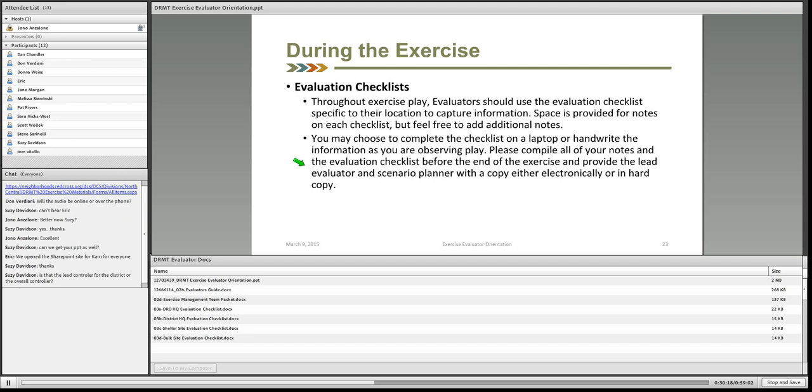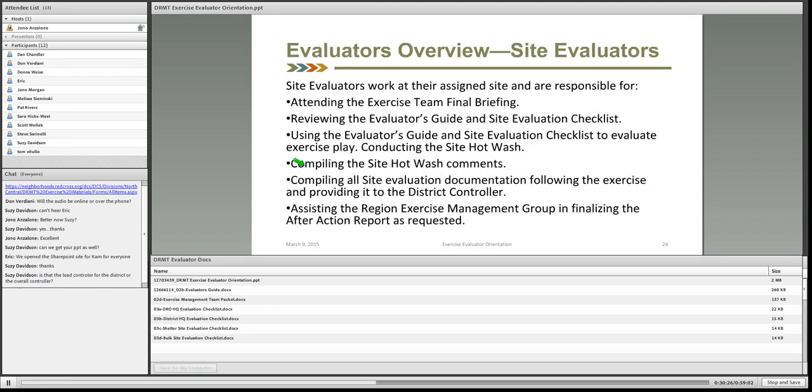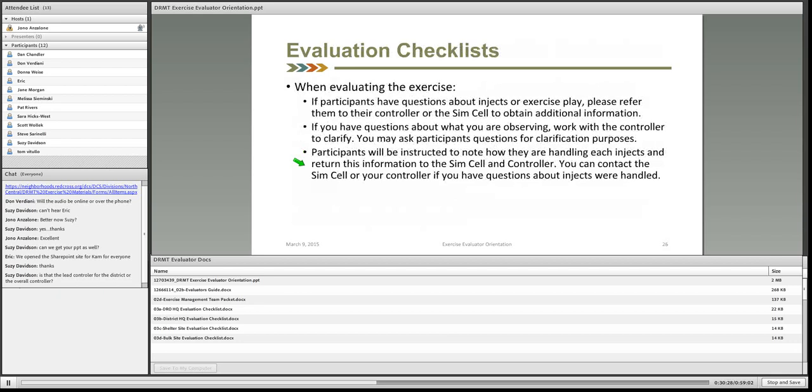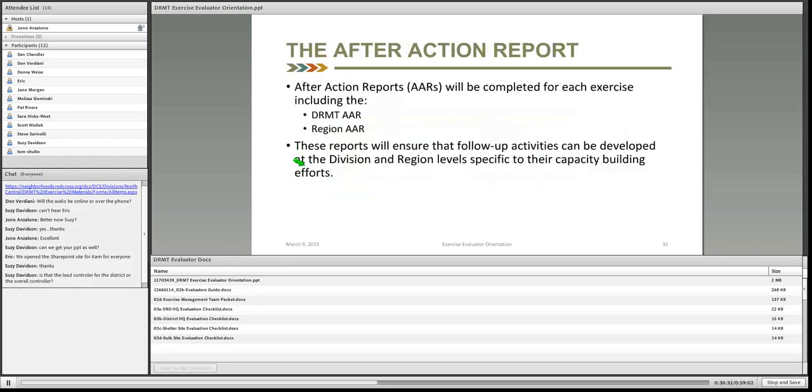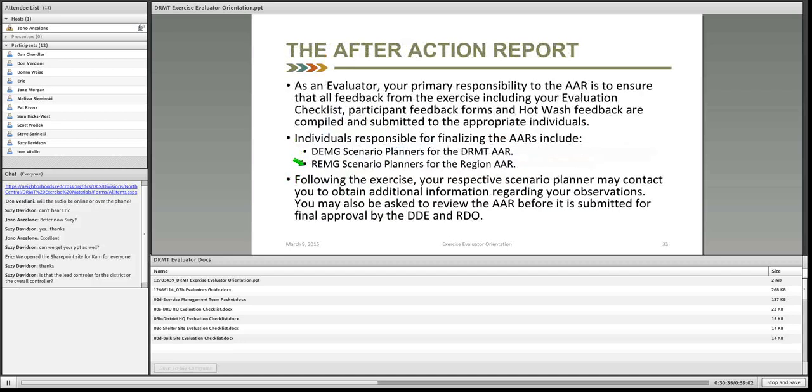Pretty simple. The evaluation checklist, I'm going to go ahead and show you some of the evaluative components that we're looking for. Let me go to the checklist here. I'll come back to the hot wash in just a moment.